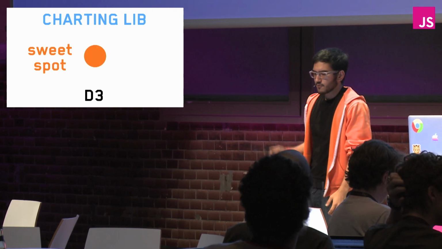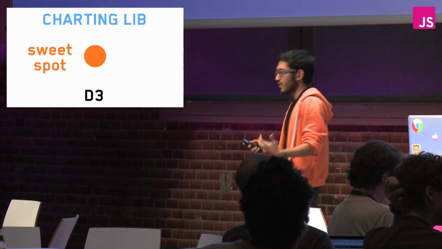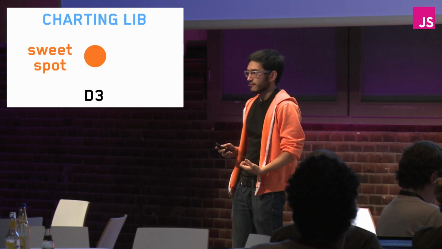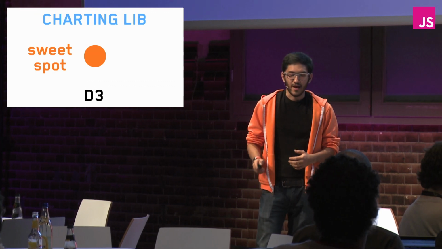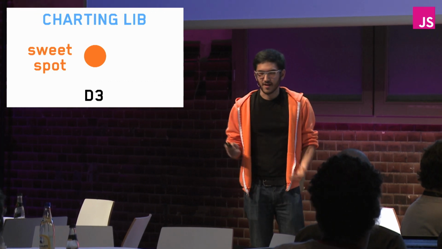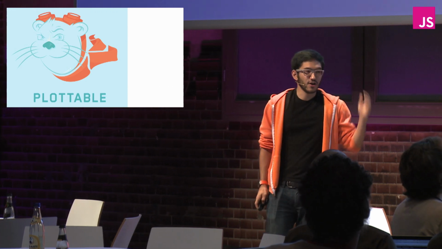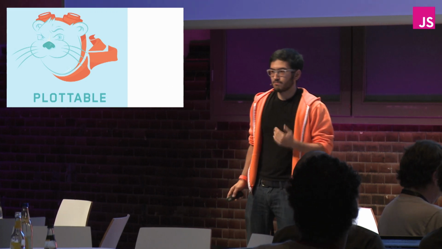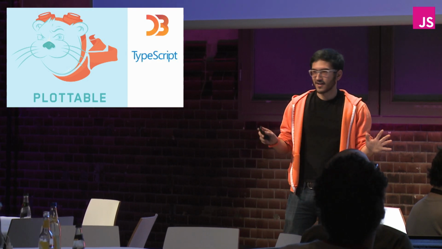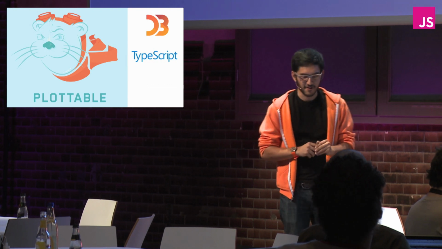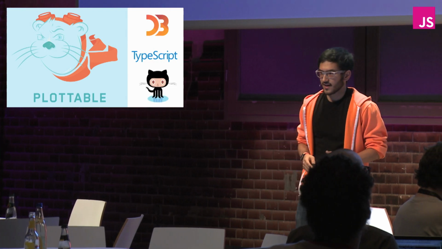So the question was, can we find a sweet spot, something that exposes the power and flexibility of D3, but also has some of the convenience of using a charting library? And spoiler alert, I think that we did it. It's called Plottable. It is built on D3 and tries to extend the D3 philosophy wherever possible. It's written in TypeScript, which is awesome, by the way. You should come ask me about it later if you're curious. And it's hosted on GitHub.